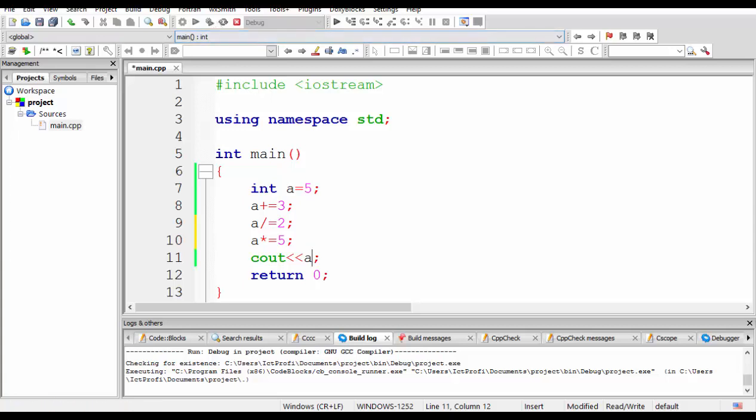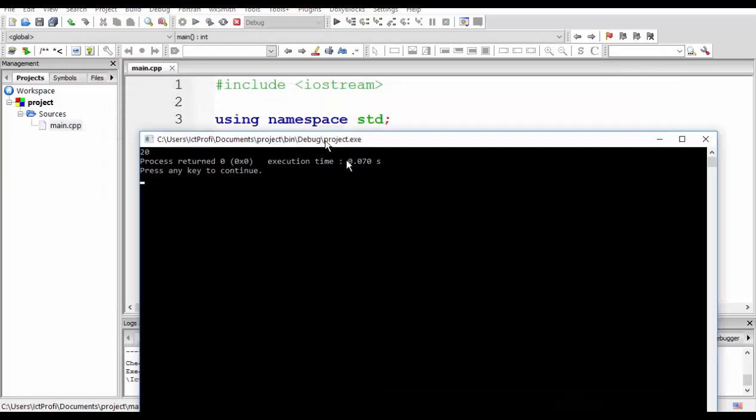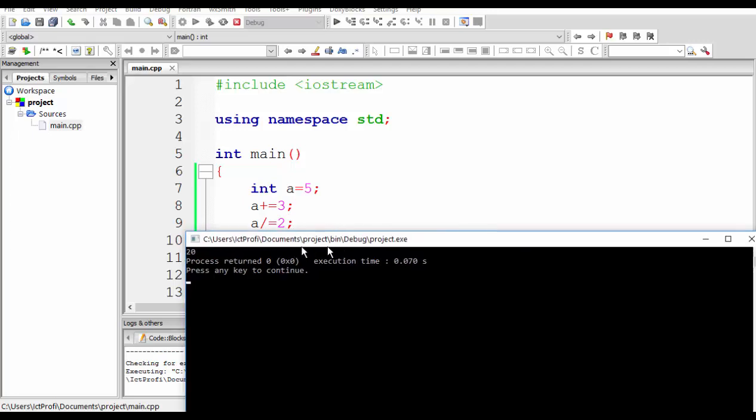Let's see the result together. As you see, it's not working, but actually we have worked this. We minimized that one, it's over here. So make sure you close this one after running it. And now I will run it again, and it's going to update the result. So the result is 20, as I said. 5 plus 3, 8. 8 over 2, 4. 4 times 5, 20.